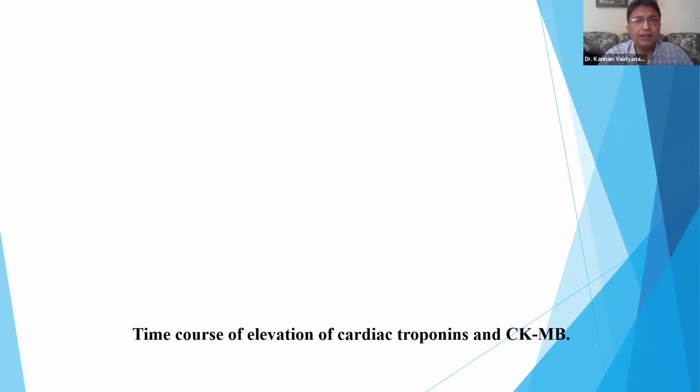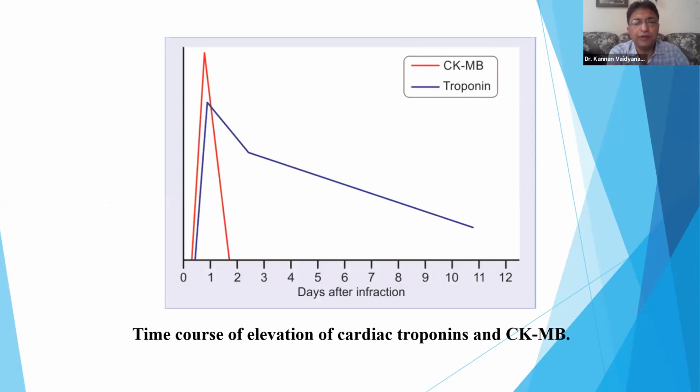So this diagram shows the time course of elevation of cardiac troponins and CK-MB. You can see the peak elevation comes fast, within 3 or 4 hours, in the case of both CK-MB as well as troponins. But maybe the greater elevation will be seen in CK-MB. However, the troponins are considered to be more sensitive and specific for the cardiac conditions.